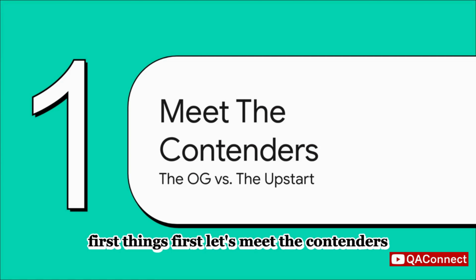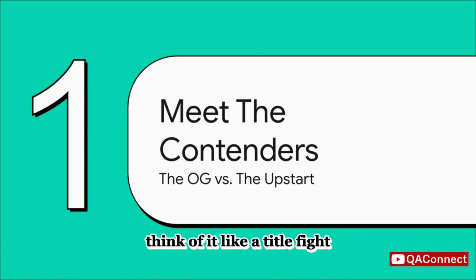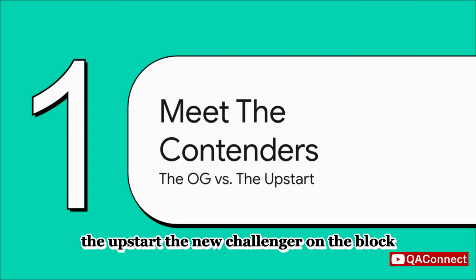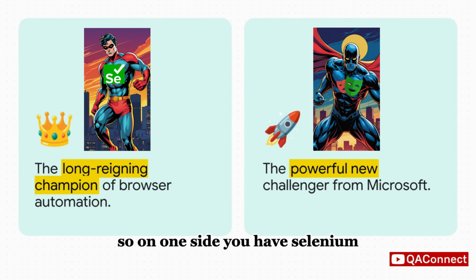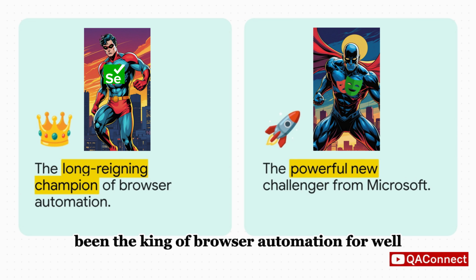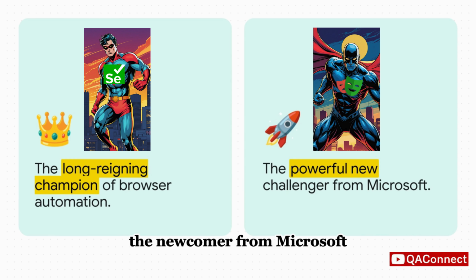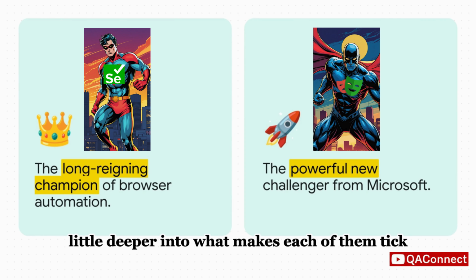Okay, first things first, let's meet the contenders. Think of it like a title fight. In one corner, you've got the OG, the long reigning champ. And in the other corner, the upstart, the new challenger on the block. So on one side, you have Selenium, the OG. This is the tool that's basically been the king of browser automation for a very long time. And on the other side, Playwright, the newcomer from Microsoft, who's been making some serious waves. Let's dig a little deeper into what makes each of them tick.